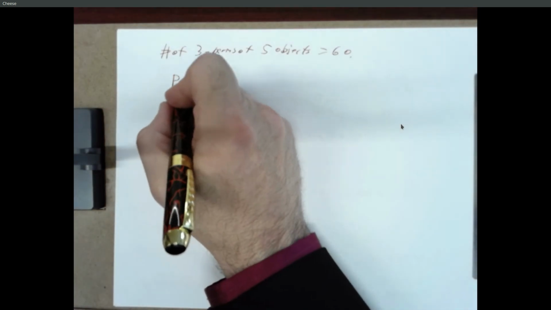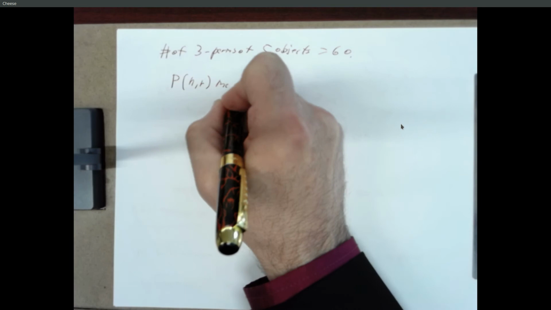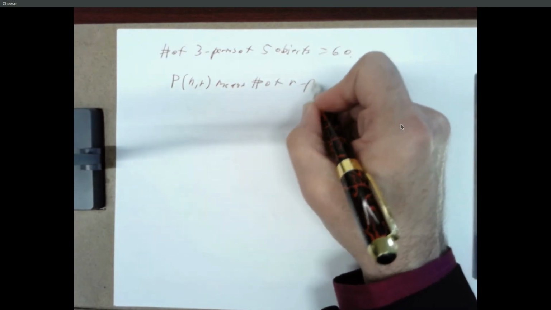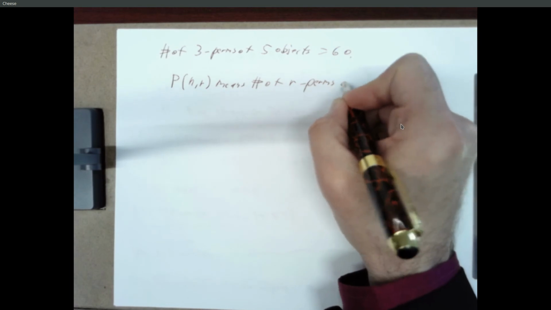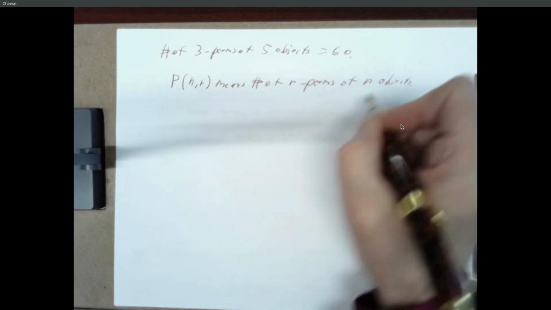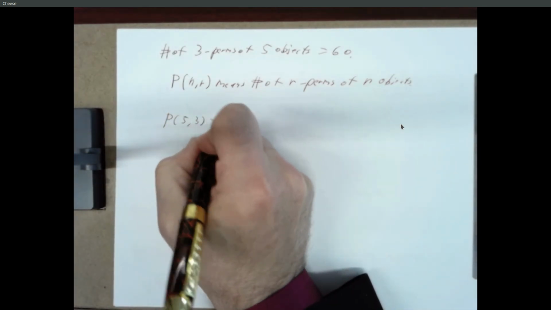So we have a formula, shorthand for writing this. We can write P(n, r). And this means the number of r-permutations of n objects. So we just saw that P(5, 3) equals 60.